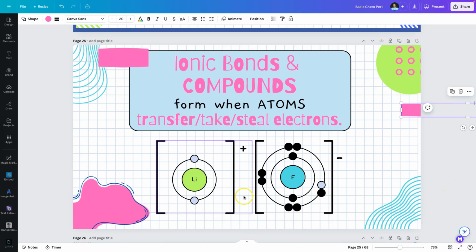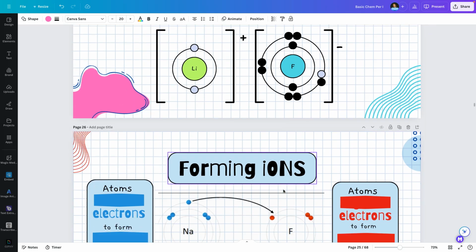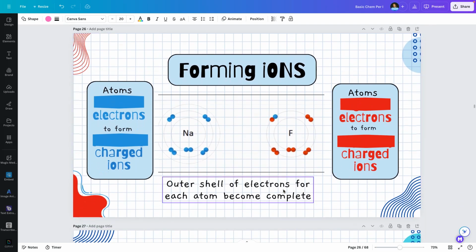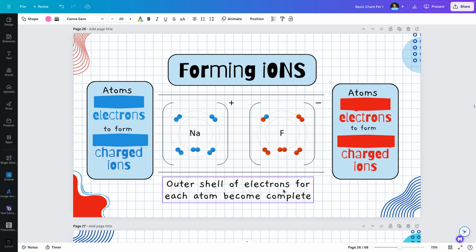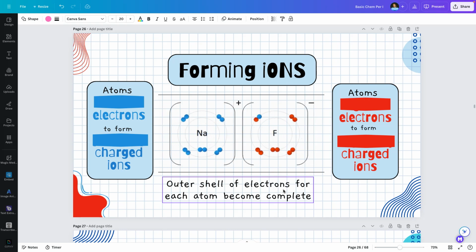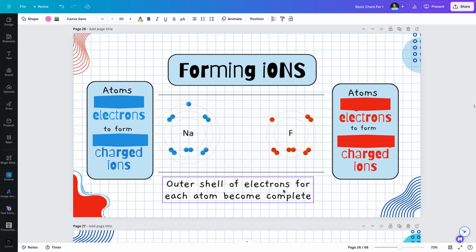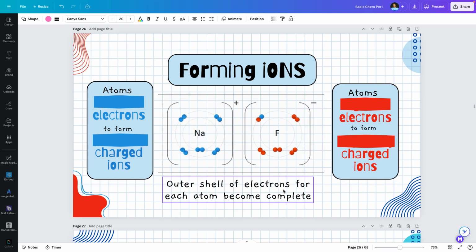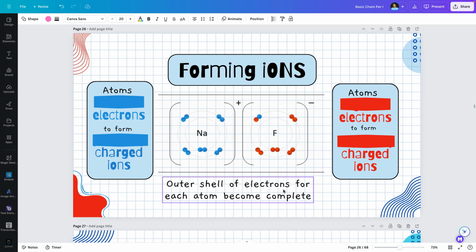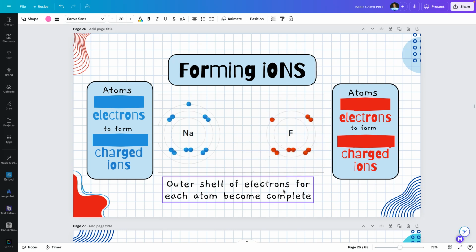So in this case, lithium and fluorine are forming an ionic bond, and they become a compound. Okay? When they form the ionic bond, each atom becomes an ion. So ionic bonds, each atom will become an ion. So what's happening in this GIF? What's happening to sodium? Sodium is Na. Look, wait till it starts. Here it goes.